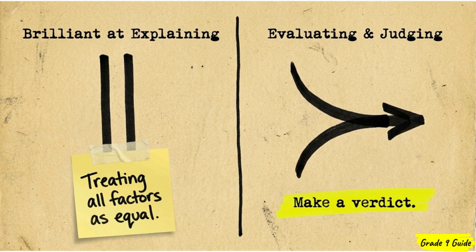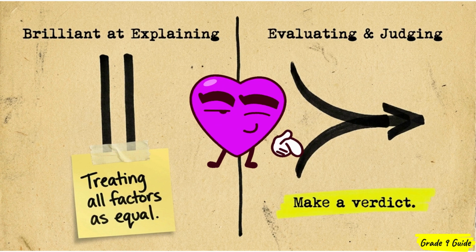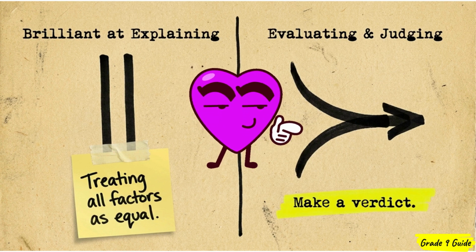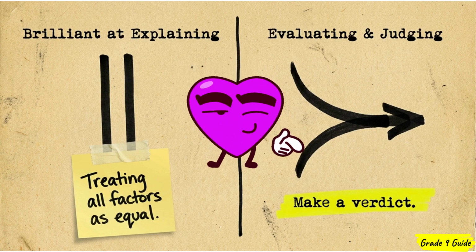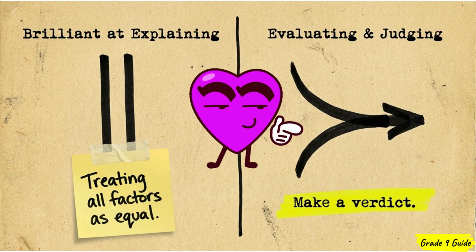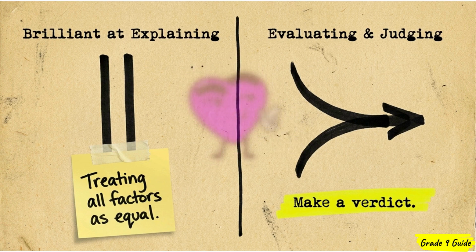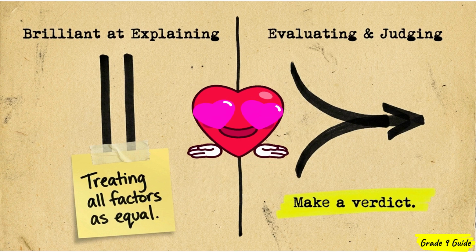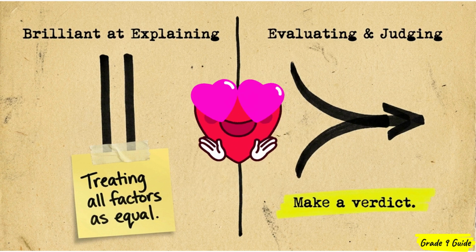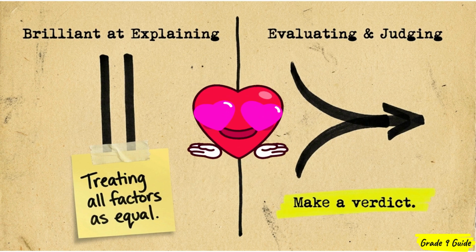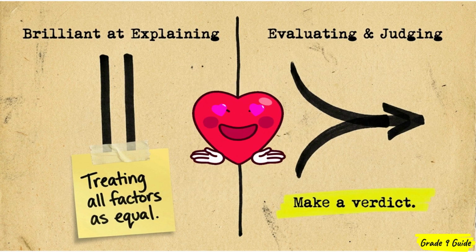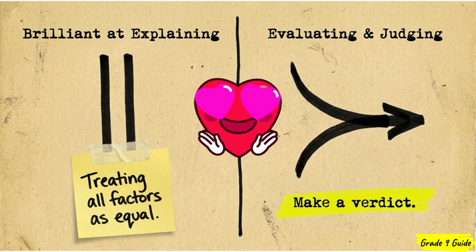Grade 7 students are brilliant at explaining. Grade 8 students do something completely different. They don't treat all geographical factors as equal. They judge them. They weigh them up. They make a verdict. In the next 3 minutes, I am going to show you the exact linguistic formula that signals AO3 mastery to your examiner, using a real 9-mark AQA question that most students get catastrophically wrong.